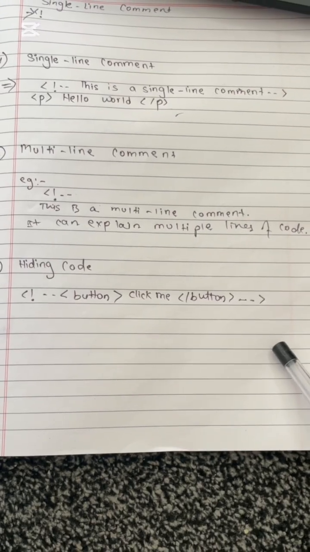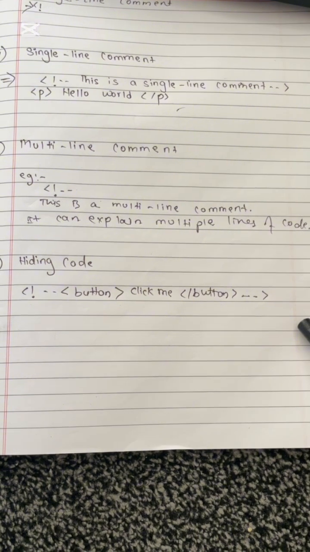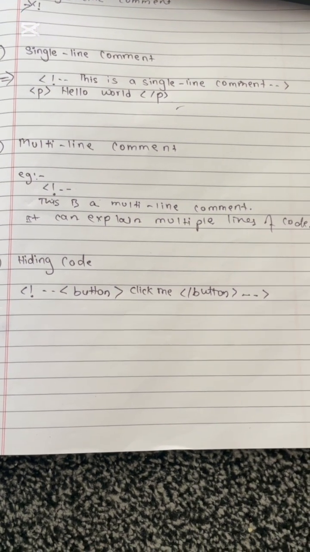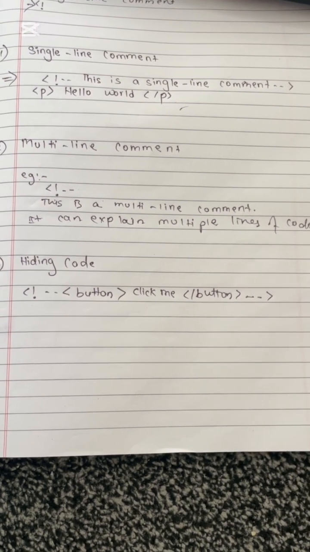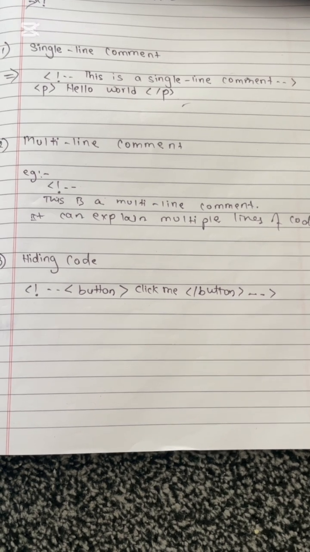And this is hiding code, and this is the example for hiding code. You can temporarily hide code without deleting it. This is useful for testing or debugging on your web page.